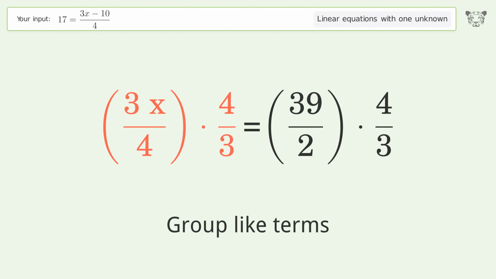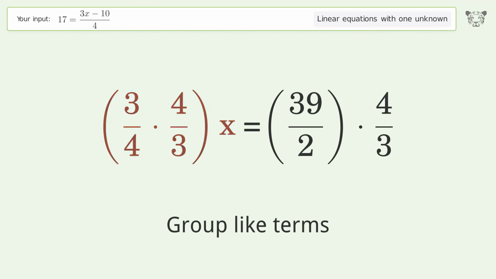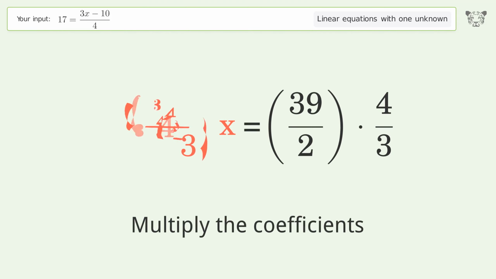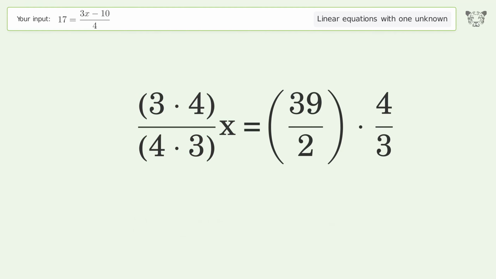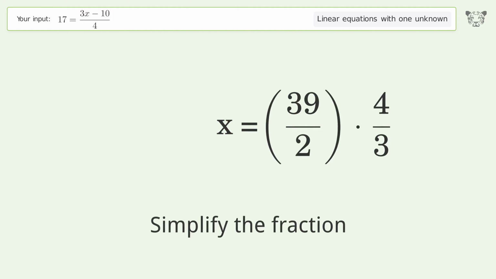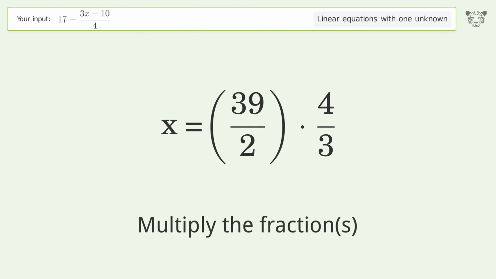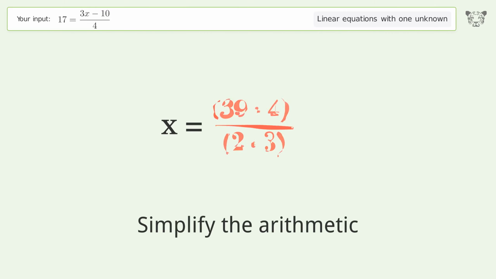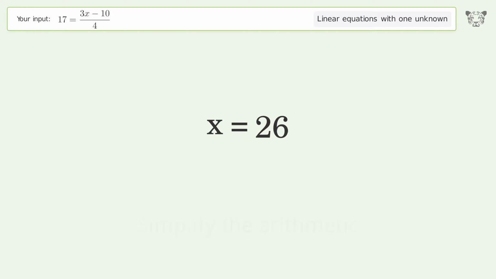Group like terms. Multiply the coefficients. Simplify the fraction. Multiply the fractions. Simplify the arithmetic. And so the final result is x equals 26.